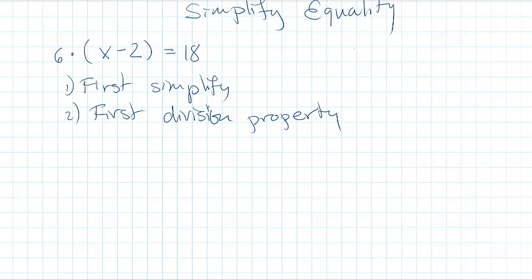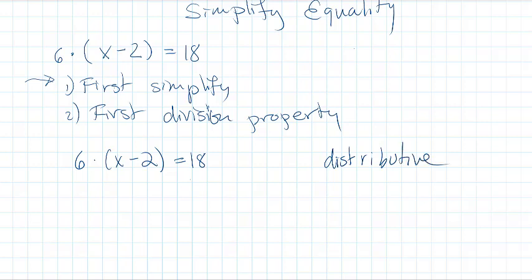So let's start by first going with the simplification. So we have 6 times x minus 2 equals 18. Now to simplify, let's use the distributive property to open up these parentheses. What the distributive property says is that when we multiply a parentheses by a coefficient, we open those parentheses by multiplying each one of the elements inside.